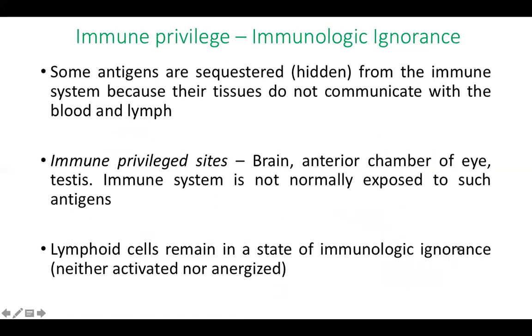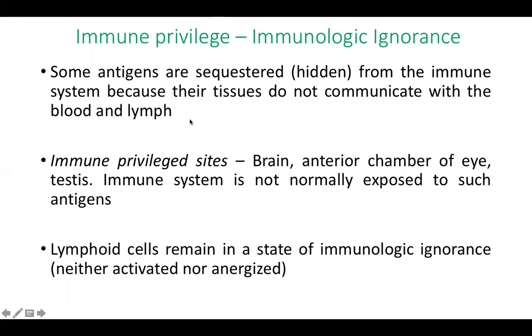Okay, I'm very tired. It's a long lecture, but just focus on this last slide. Immune privilege. We discussed mechanisms of central T and B cell tolerance, and peripheral T and B cell tolerance. Now I'm coming to the concept of immune privilege. Immune privilege means that some antigens are sequestered or hidden from the immune system because the tissues do not communicate with the blood and lymph.